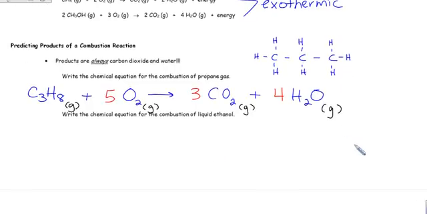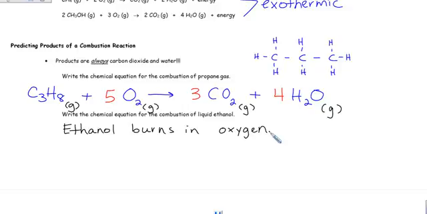Now you might see this worded a little differently. So the second example is the combustion of liquid ethanol. They could also word this as ethanol burns in oxygen. Or maybe they say ethanol burns in the presence of oxygen or something like that.